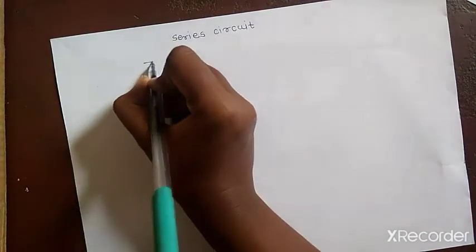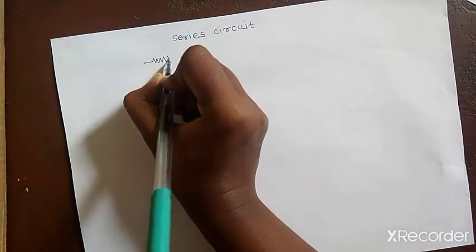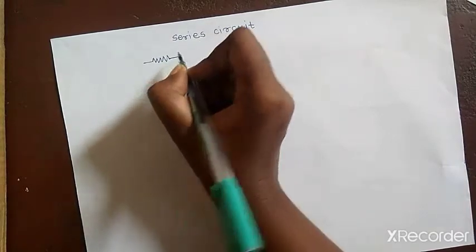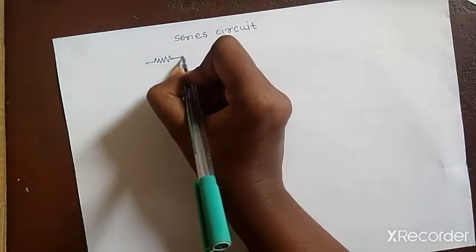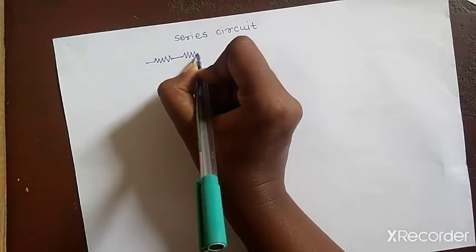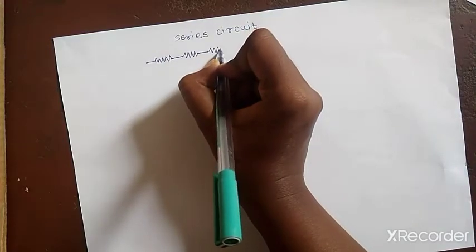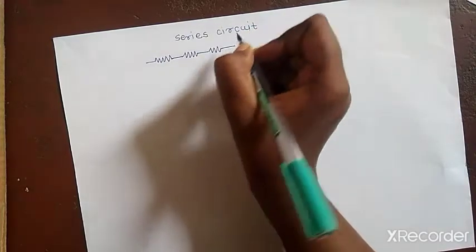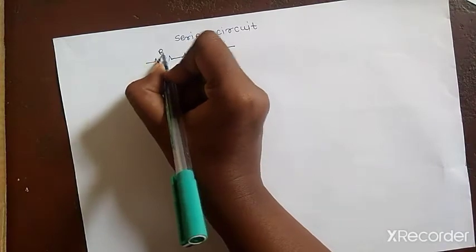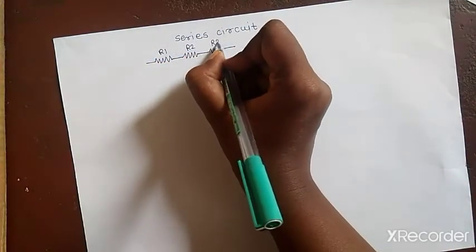In a series circuit, each resistor is connected in one line. Here we take the example of three resistors. First is R1, second is R2 and third is R3.